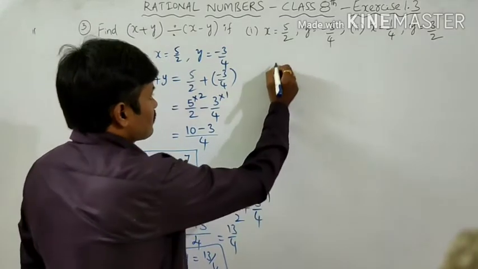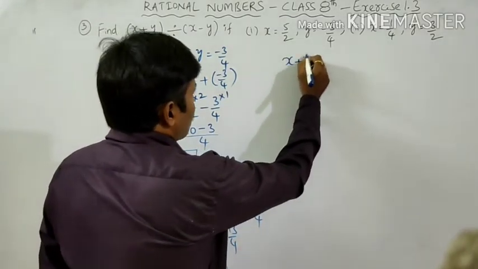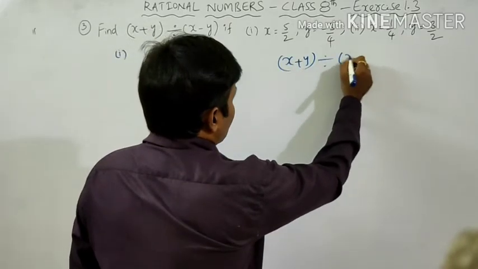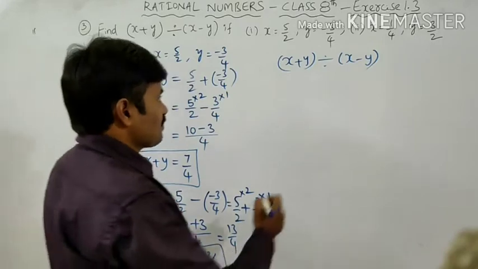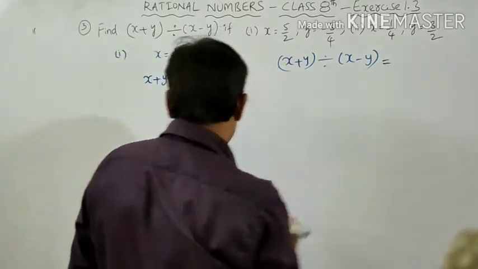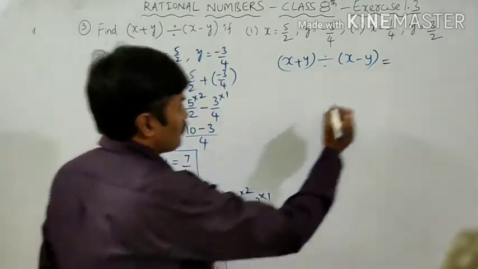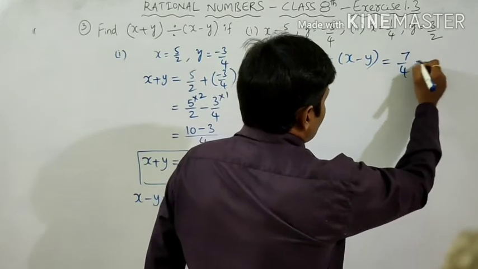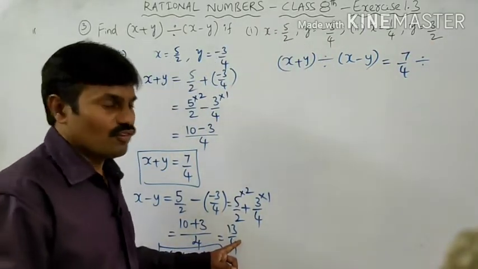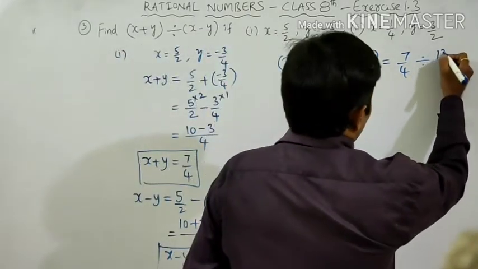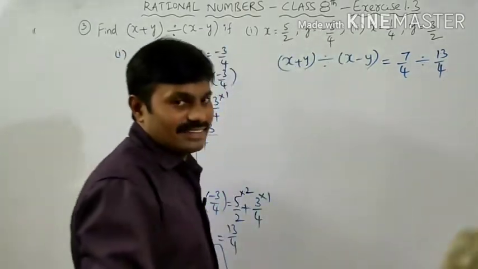Now what is required is to find (x plus y) divided by (x minus y). What is x plus y here? The value of x plus y is 7 by 4, divided by the value of x minus y, which is 13 by 4. Clear?